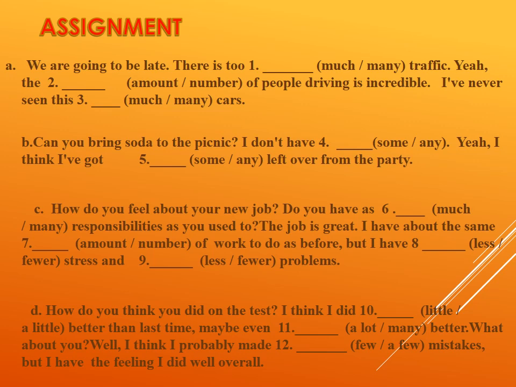We have listed the quantifiers that can be used with countables, uncountables, and those that can be used with both. So now you have to do this assignment. First identify the nouns and then find out whether they fall under the countable category or the uncountable category. Then use appropriate quantifiers. I will give the answers for this in tomorrow's session.